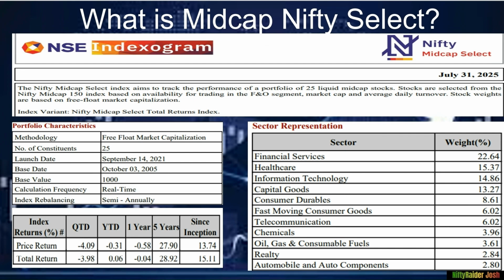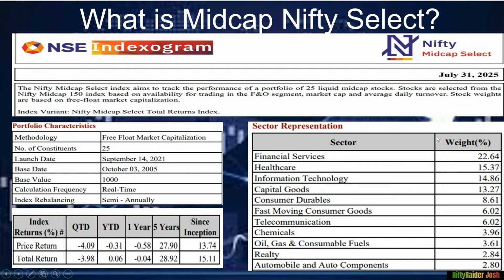And if you look at the bottom side, you can see the YTD return, 1 year, 5 years, and all. For this current year, it has given a negative return. But since inception, it has given a very good return of 13.74. So the overall return is also looking good, that is 15.11, which is much above the bank interest rate.